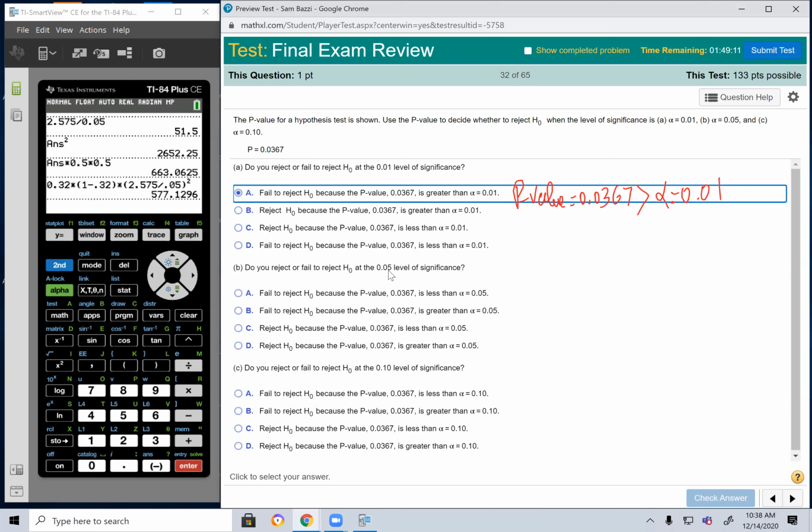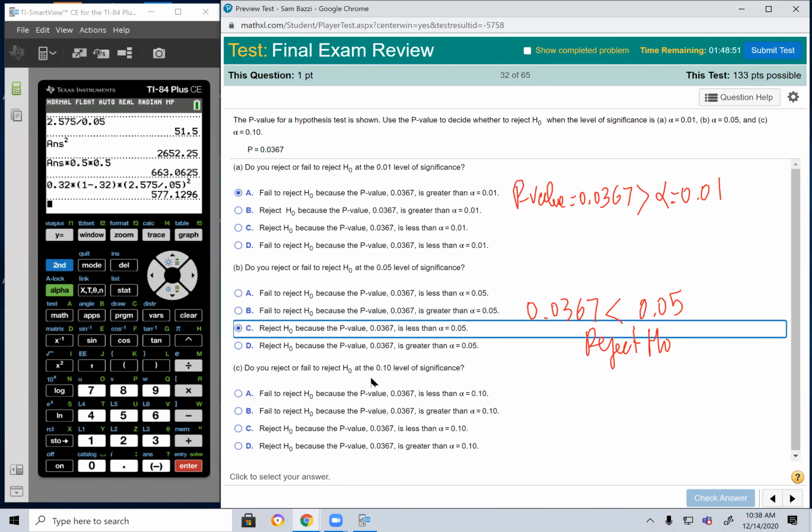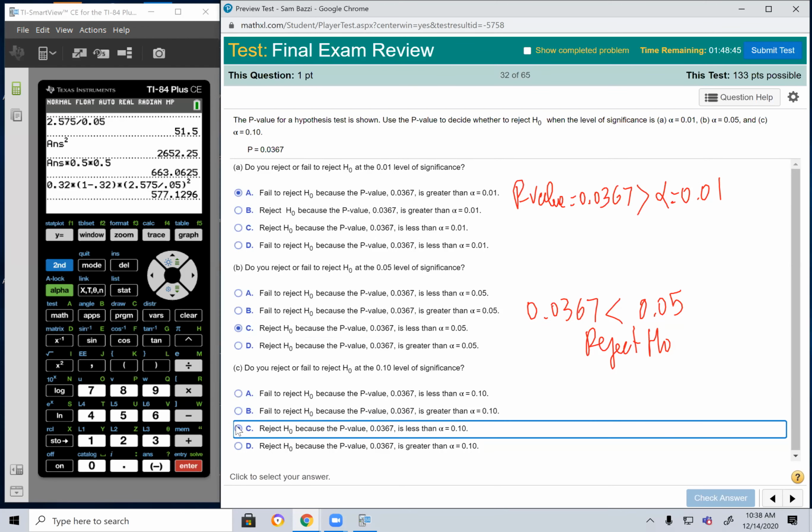What about if alpha was 0.05? Well, guys, if alpha is 0.05, that's going to change the story. That's less than 0.05. So we reject HO. So it all depends on alpha. And if alpha is 10%, well, definitely you're going to reject HO because 10% is bigger than 5%.